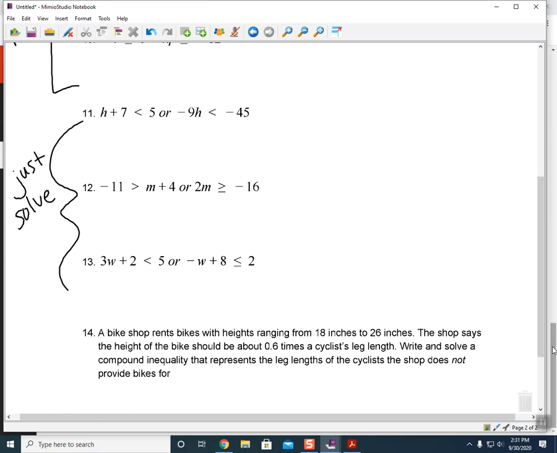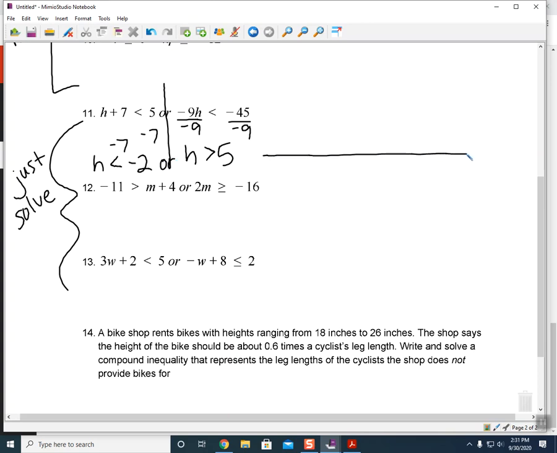Let's do one or one together also. So or statements, I'm solving them two separate ways, right? So I've got h plus 7 is less than 5. I'm going to subtract 7 from both sides. Leaves me with h is less than negative 2. Over here, I'm going to do the same thing, divide both sides by negative 9 though. So then I'm left with h. I divided by a negative number, so my sign flips. H is greater than 5. So my solutions then are h is less than negative 2 or h is greater than 5.